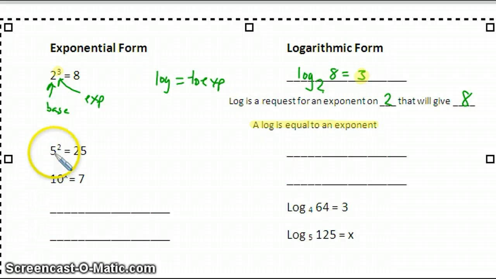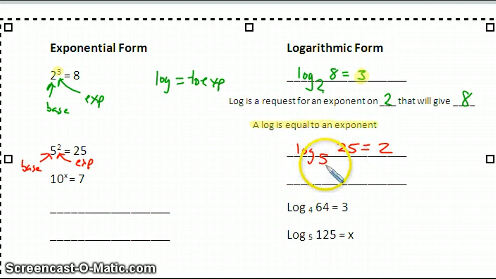Looking at the next problem, 5 squared is equal to 25. 5 is my base, and 2 is my exponent. So I know that this problem has to equal 2, and then I would take log of my base, so make 5 as a subscript, and then 25. So log base 5 of 25 is 2.